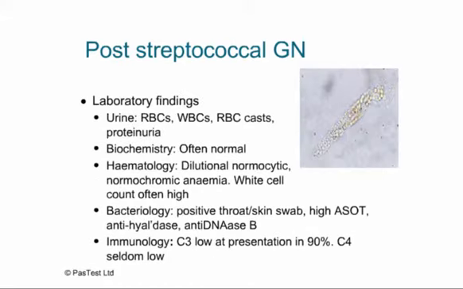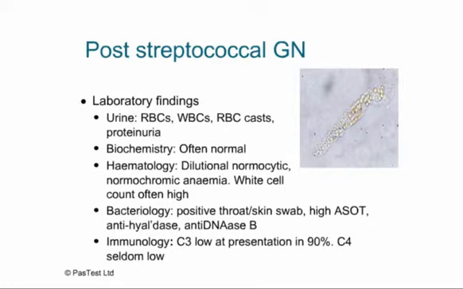So let's consider the laboratory findings. If we look in the urine, as I said, an active urine with red cells, white cells, red cell casts, and mild proteinuria. The biochemistry is often normal, although some individuals will have, as we noted from the question, an elevated potassium, and some of them will have an elevated creatinine. Hematologically, the pallor that you see relates to a dilutional normochromic normocytic anemia. The white cell count is sometimes high.